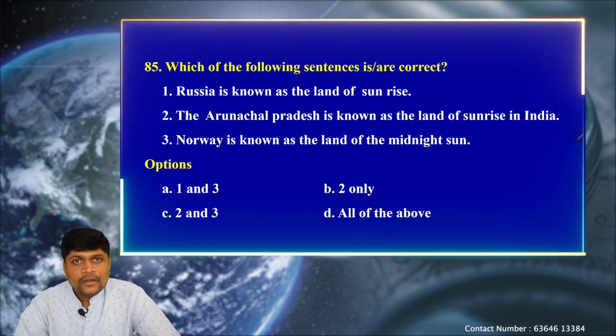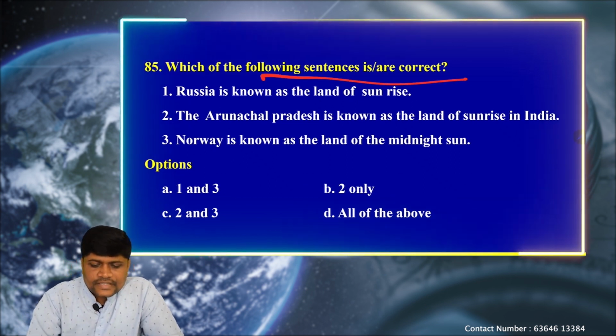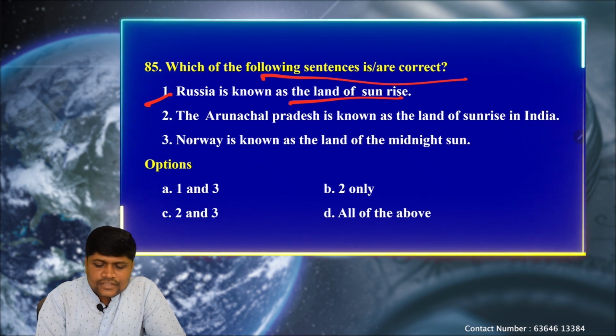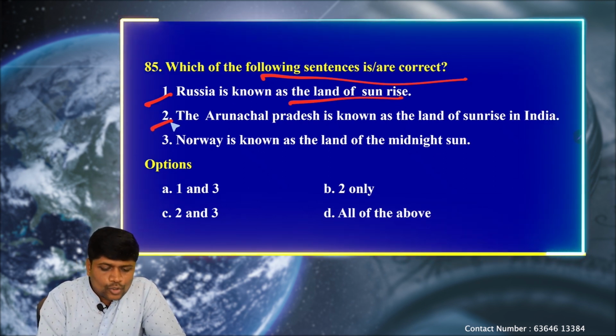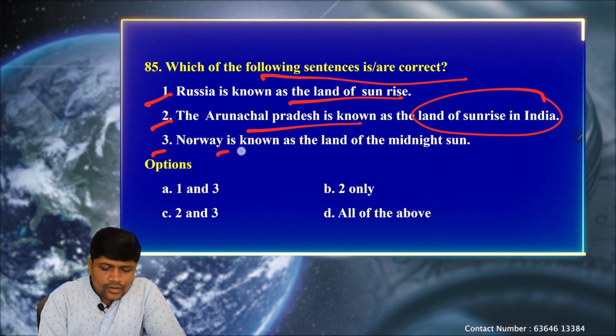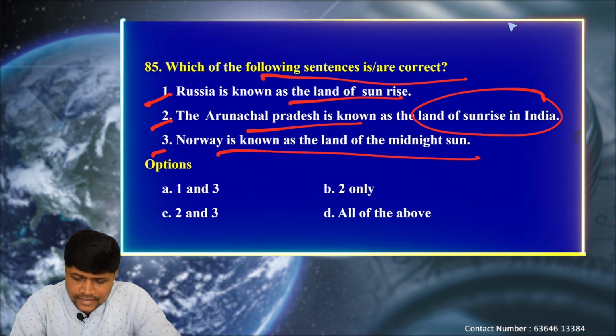Okay. Next question. Which of the following sentences are correct? Okay. First statement, Russia is known as the land of sunrise. 2, Arunachal Pradesh is known as the land of sunrise in India. 3, Norway is known as the land of the midnight sun.